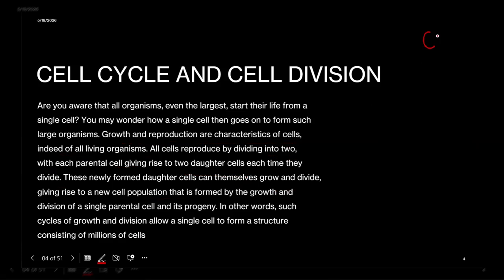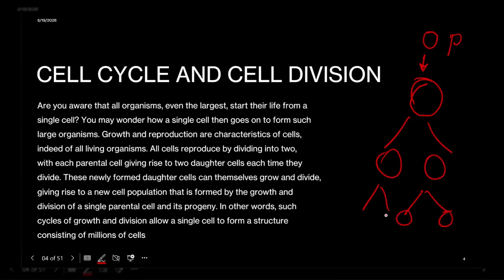So suppose this was the parent cell. First it will grow, get mature, get differentiated. Then it will divide into two cells. These cells will further grow and they will also divide. So they will form the colony of cells, the population of cells. And the cells will together form tissues, then they together form organs. And this is how they can either form a structure or they can form an organism.